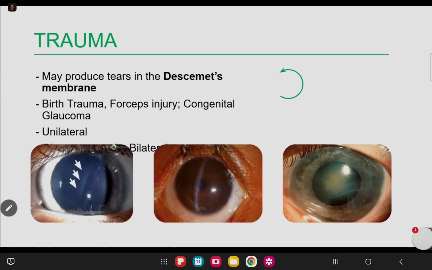For your trauma, it could be from birth, from forceps injury, and it could also be from your congenital glaucoma. May produce tears in the Descemet's membrane, and it is usually unilateral. So we could see the vertical and horizontal lines. You can appreciate the corneal opacities. There could be curvilinear lines, which could represent the traumatic folding of your Descemet's membrane or tears.